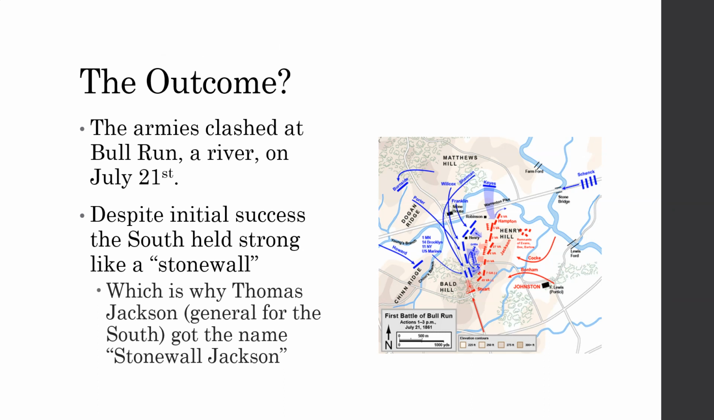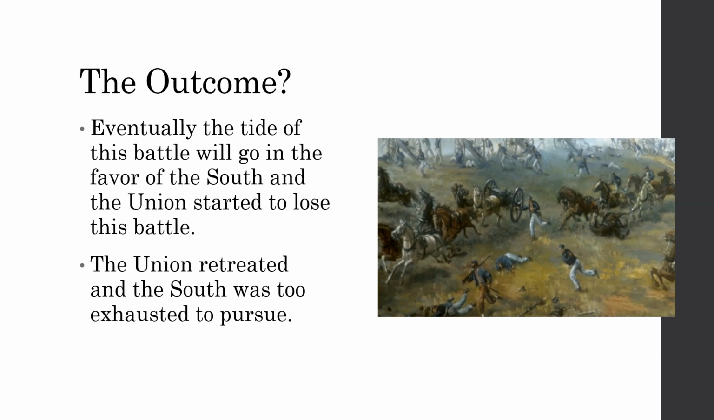The outcome: they clashed at a river called Bull Run on July 21st. Despite initial success, the South held strong like a stone wall, which is why General Thomas Jackson got the name Stonewall Jackson. No matter how many troops were being sent in, it was as if the wall would not budge. And eventually the tide went to the point that the South won this first battle of the Civil War.